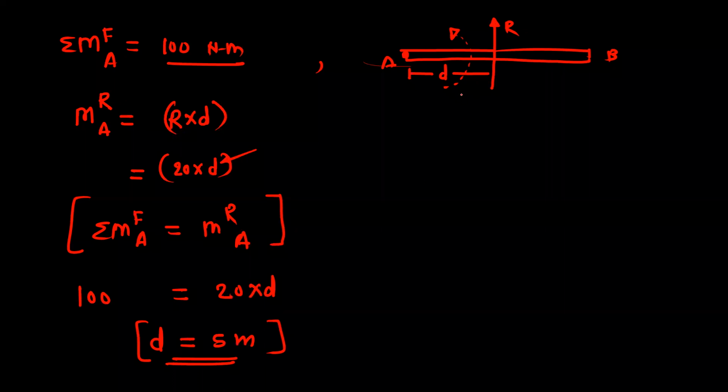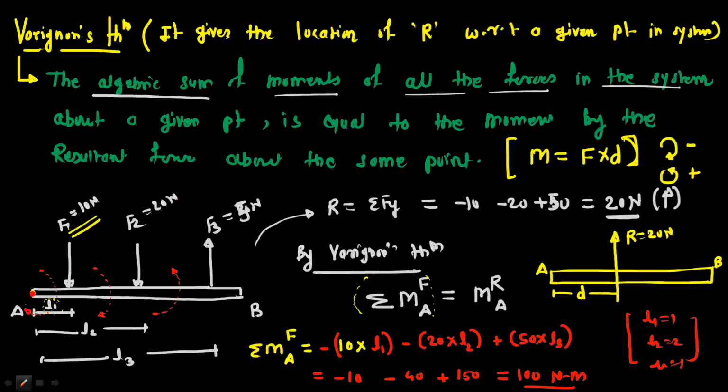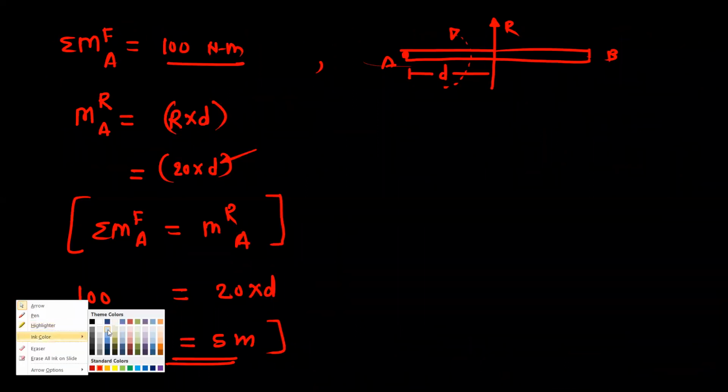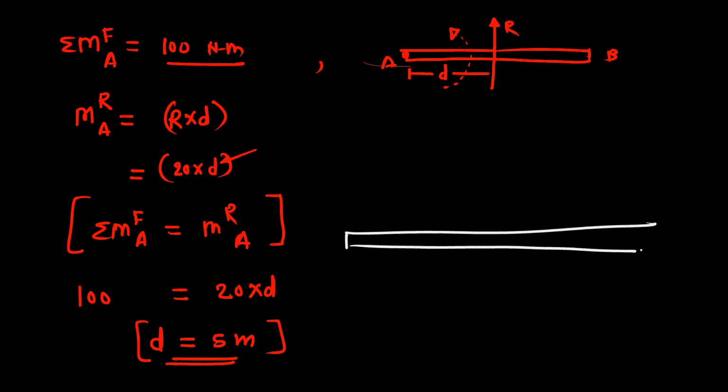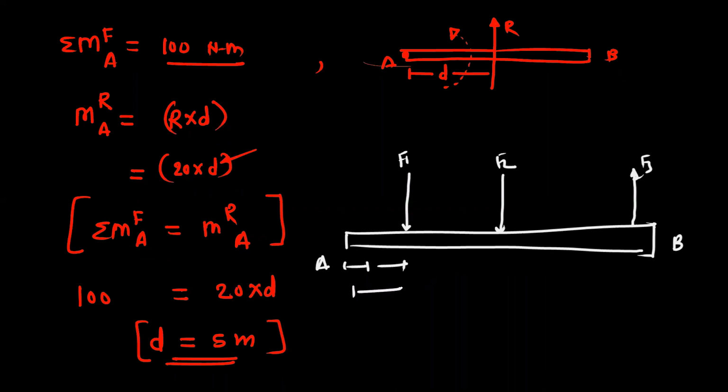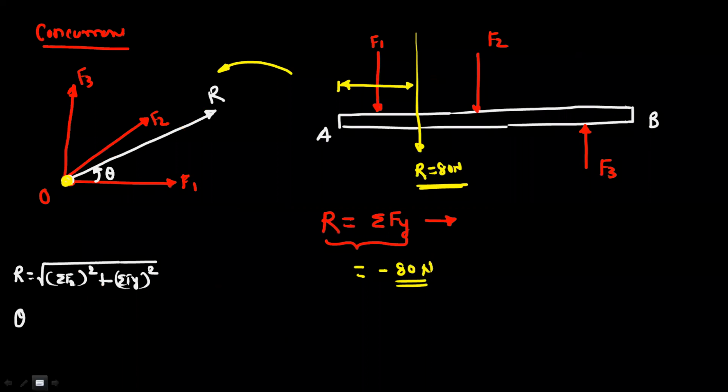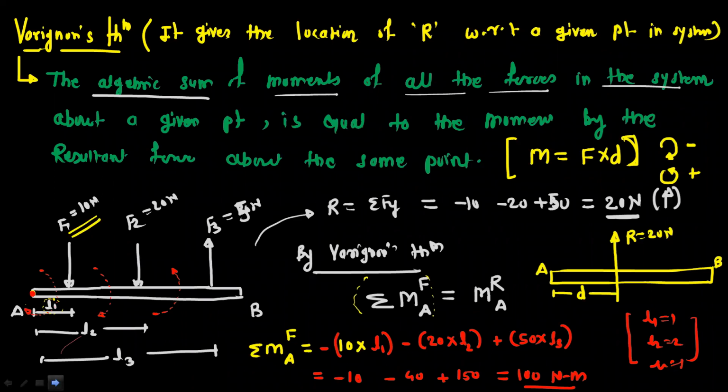Okay, that means at distance 5 meter from the given point A, we will get the position for the resultant. So if you want to show the resultant on the original system, this is the object AB or rod AB. This is the first force F1. This is F2 and this is F3. Okay. This is 1 meter distance. This is 2 meter and this is, so L3 we have taken as 3 meter.